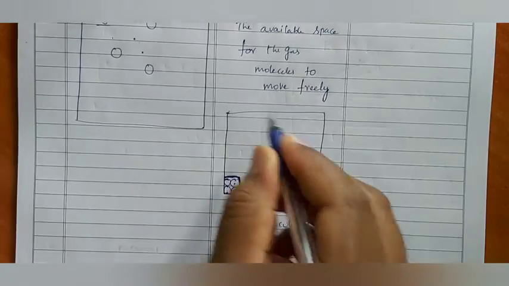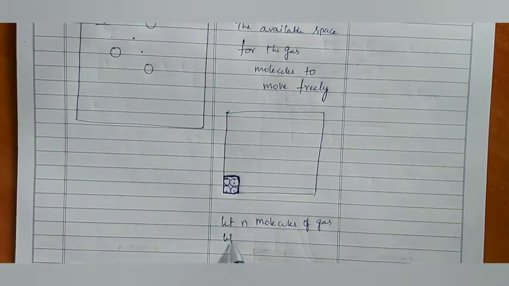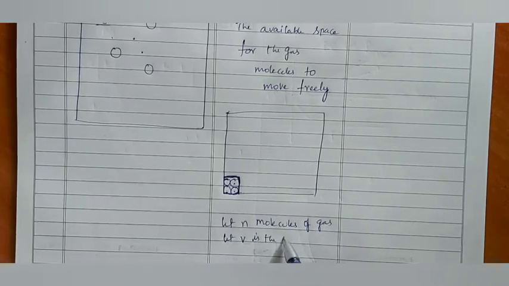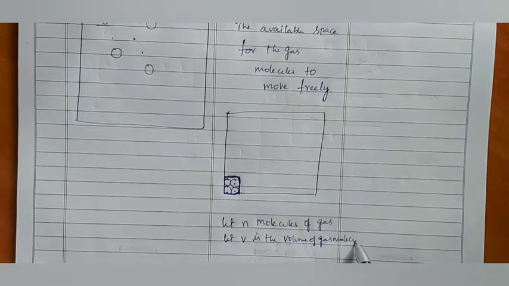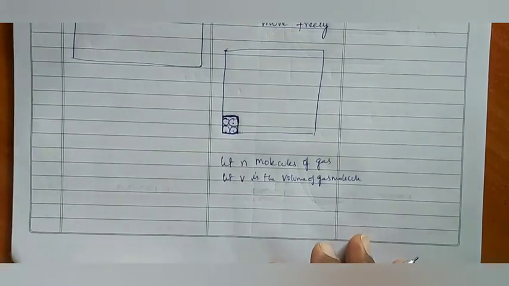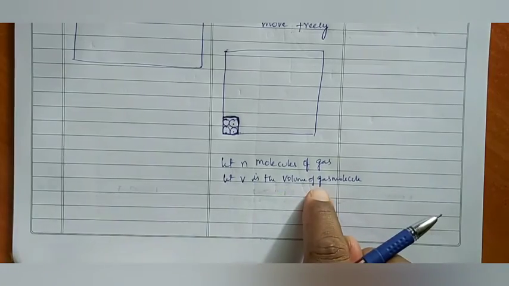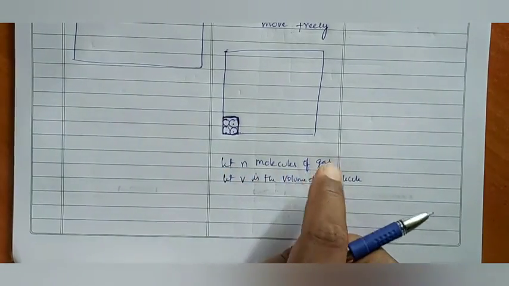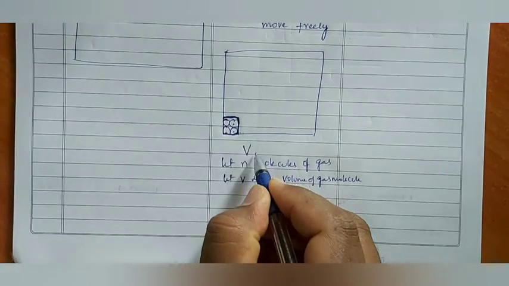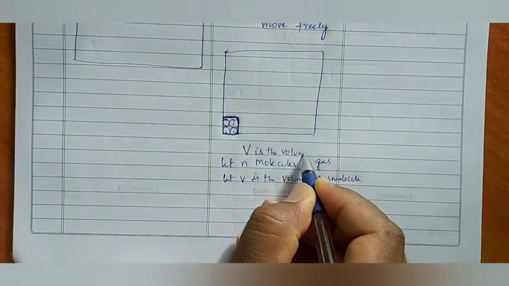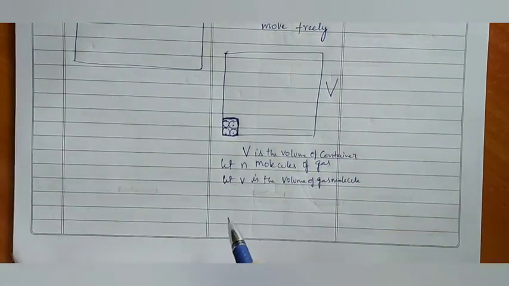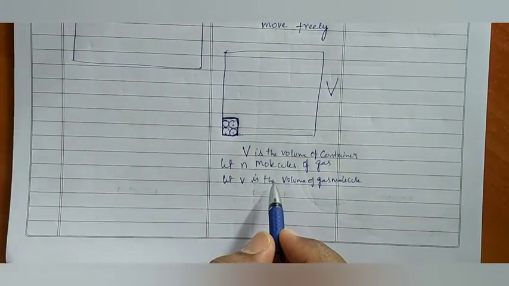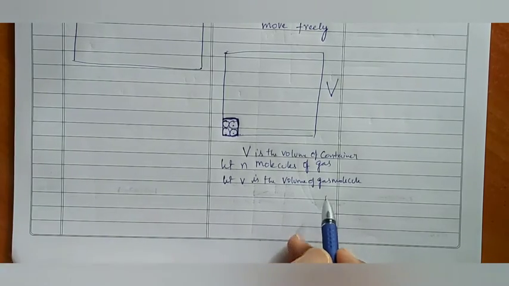N molecules of gas are present in this container. Small v is the volume of a gas molecule. N molecules of gas will be present. Capital V is the volume of the container. The total volume of the container is capital V. N molecules of gas are present inside, and small v is the volume of a gas molecule.